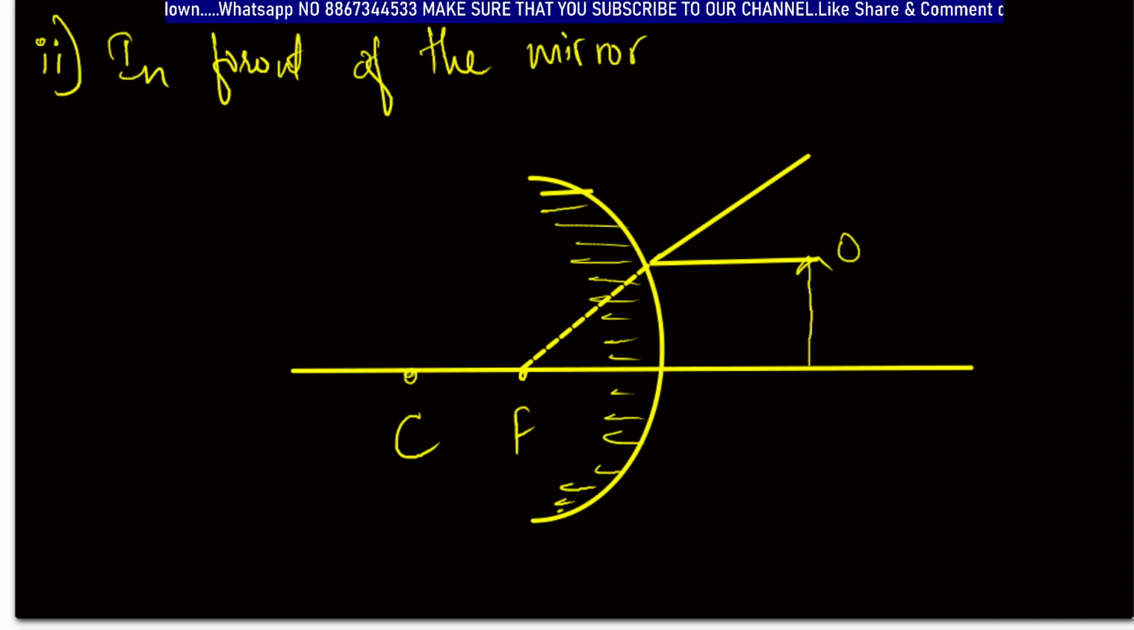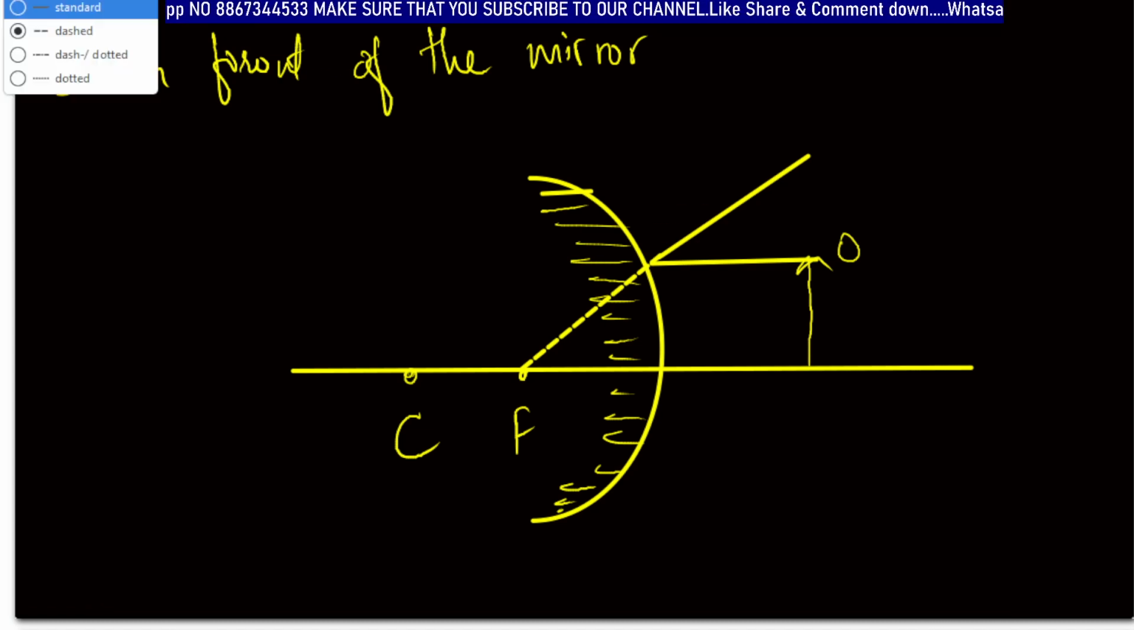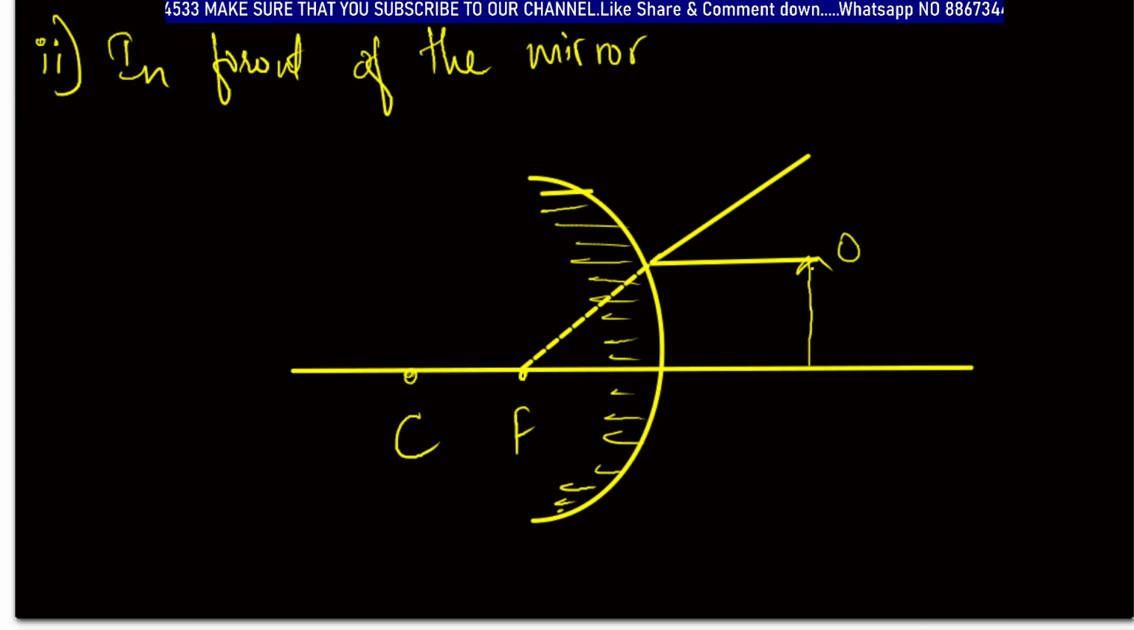The second will be the ray that passes through the center of curvature. So this will be the ray. It appears to be passing from the center of curvature. It will be passing in the same direction since it is passing from the center of curvature.